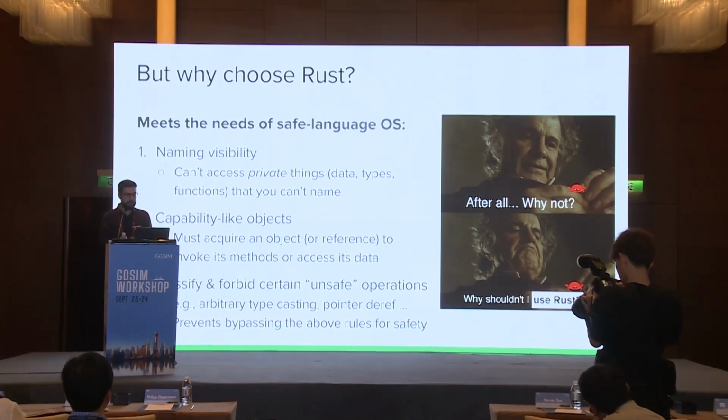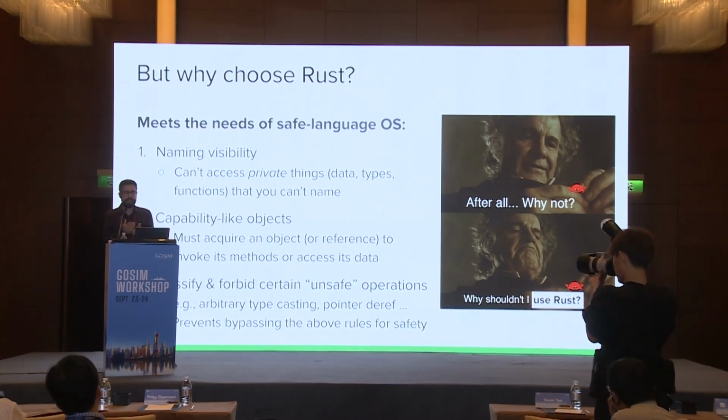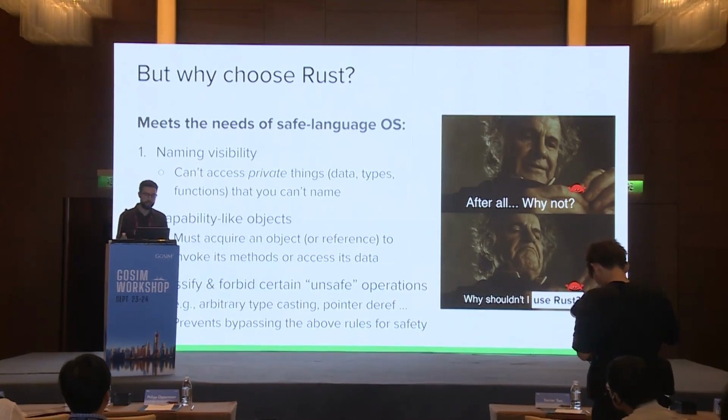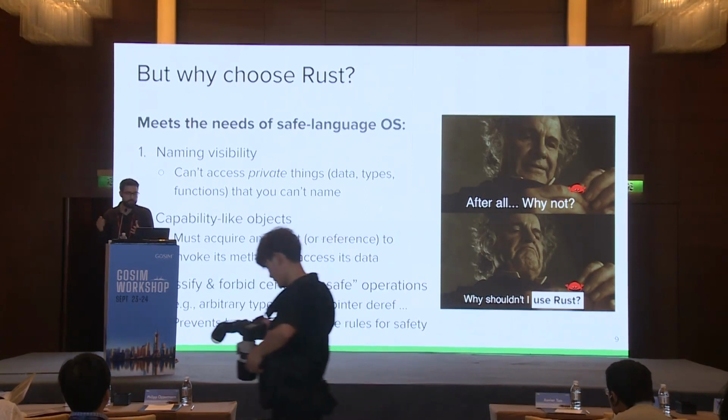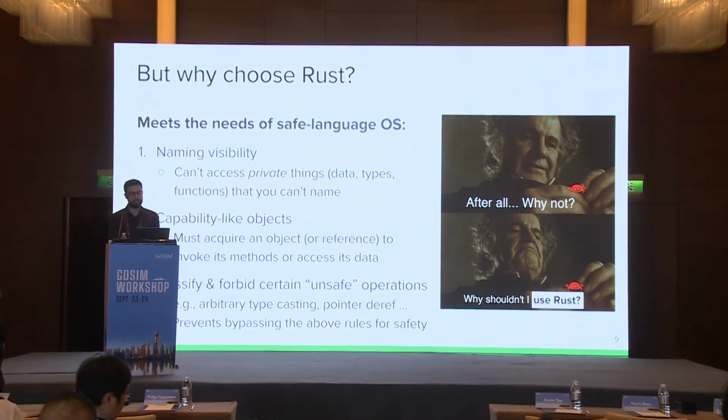The first one is naming visibility, right? So this basically says that you cannot access private things, be it data, types, or functions that you can't name. So if you can't name it, you can't mess with it, you can't violate isolation. The second one is the ability to create capability-like objects, and we use this a lot with linear type systems and other substructural type systems like affine types, which is what Rust uses, sort of a slight variety of linear typing. What this says is basically you have to acquire an object or a reference to that object in order to invoke its methods or access its data, right? So you can't just arbitrarily access random things via pointer or virtual address dereferencing, right?